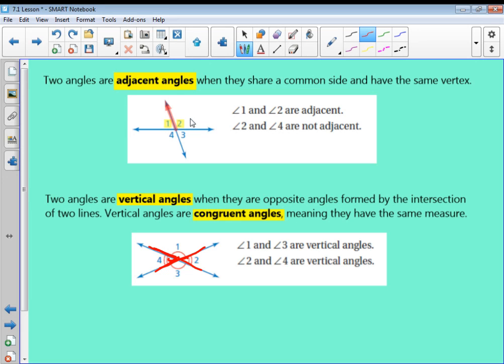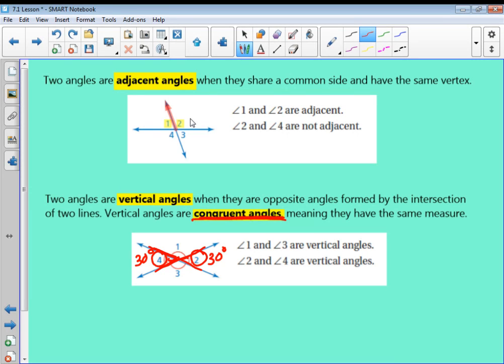Okay, these 2 and 4 are equal in measure. If 2 was 30 degrees, then 4 is also 30 degrees. They're considered congruent angles. They're equal in measure. And that's going to come in very handy in this chapter, understanding that if you know one of them, the other one's exactly the same.